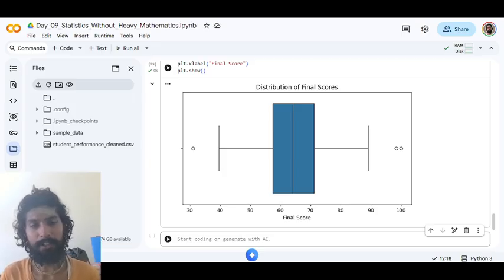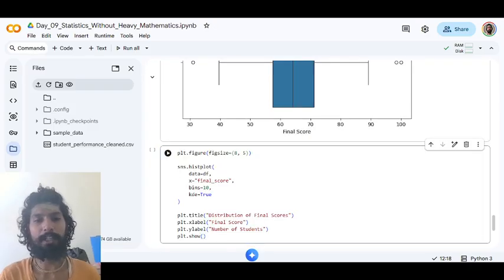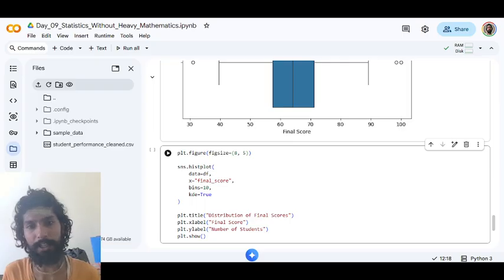A box plot gives a compact summary, but it does not show the complete shape of the distribution. Let us also create a histogram. Before running the cell, ask, do you expect the scores to be evenly distributed? Do you expect most scores to be concentrated around one region? Now run the code.